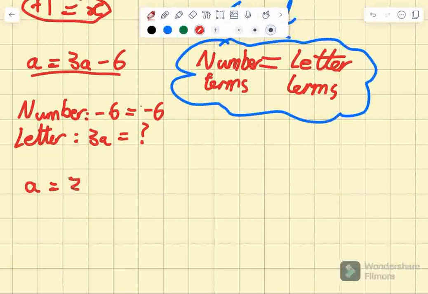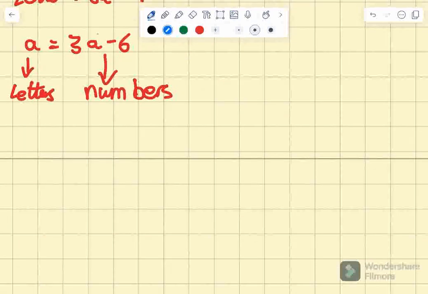Now, if we come back to our equation, we need to pick a side for the letter terms to go on, and a side for the number terms to go on. I'm going to pick the left side for the letter terms, or the unknowns, and the right side for the number terms. However, at the moment, we still have an unknown on the right side, 3a. We want to move this to the left side using rule 2 from before.